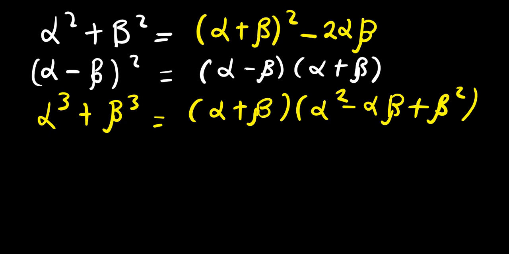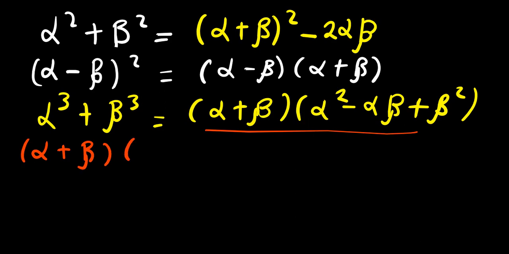Okay, so even this one you can still solve. So how are we going to solve this one? We are saying (alpha plus beta) cubed. Let's simplify this. We're saying alpha plus beta, multiplying by everything, alpha squared minus alpha beta plus beta squared, like that. Your alpha will multiply by everything that is in the brackets so that you find the answer.